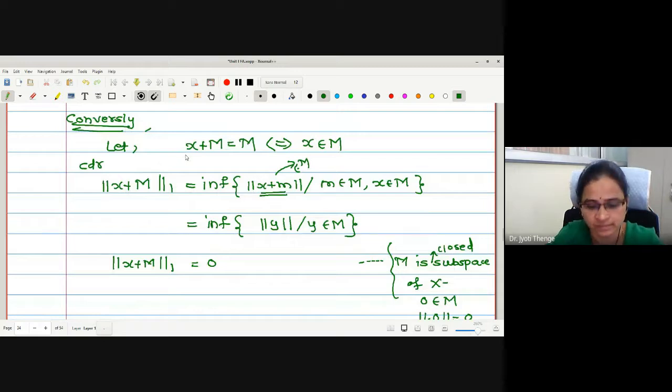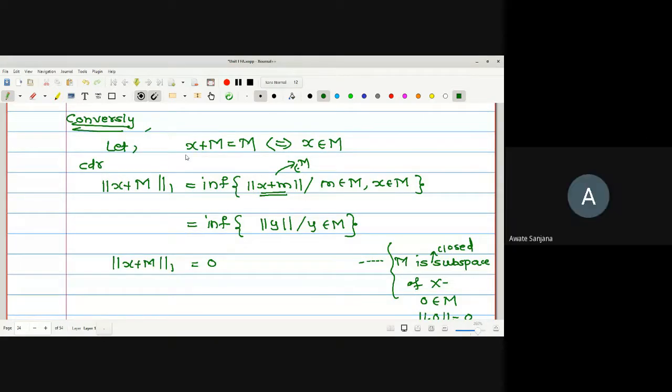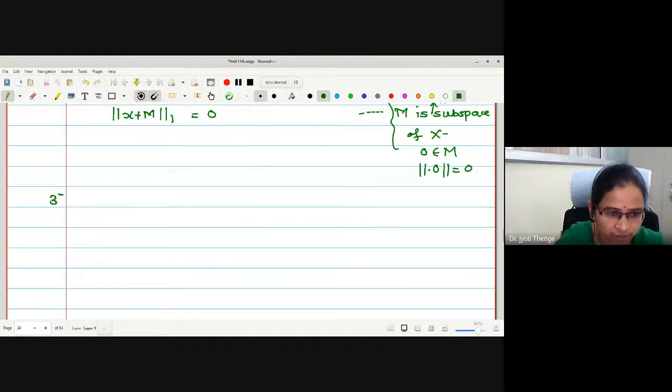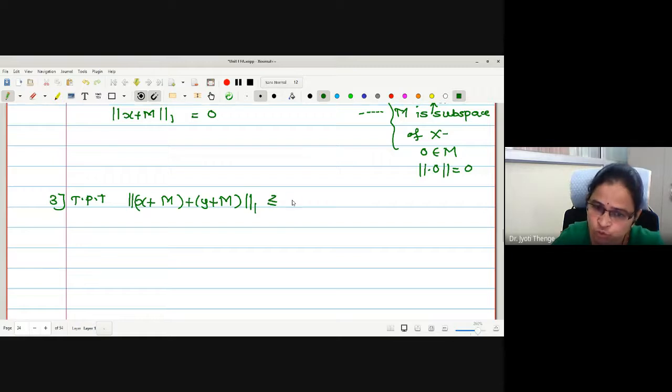Any difficulty? Good. Now, let me go for proving the third condition, the triangle inequality. What to prove? Norm 1 of, I will take two elements, x plus M and y plus M. These are the two cosets. And we wanted to prove this is less than or equal to norm 1 of x plus M added with norm 1 of y plus M.